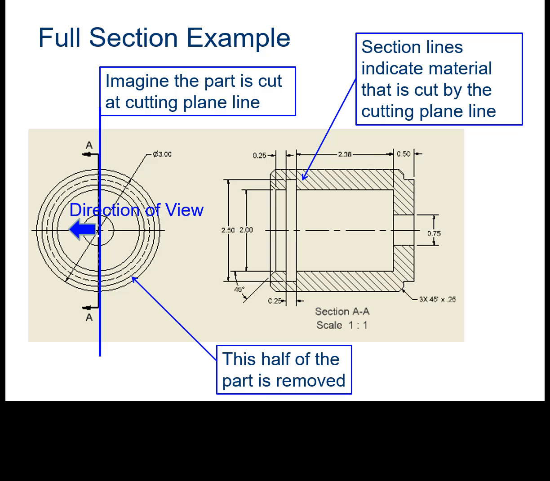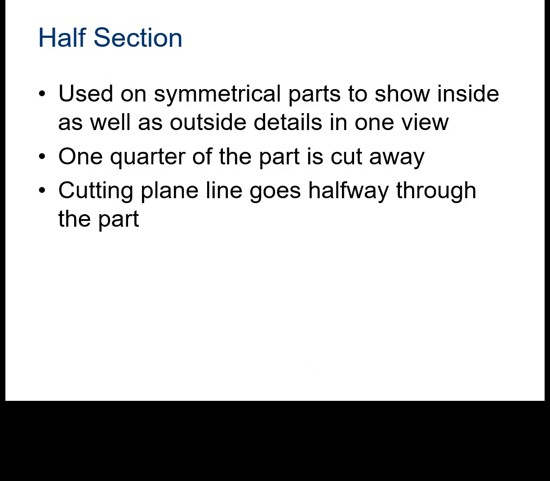Next up, we have the half section. The half section is going to be primarily used on symmetrical parts so that we can see both the interior and the exterior detail. Contrary to its name, we're not cutting half of it away, we're only cutting a quarter of it away, which is a little bit peculiar, and it creates a quarter removed portion. So I'll show you an example here.